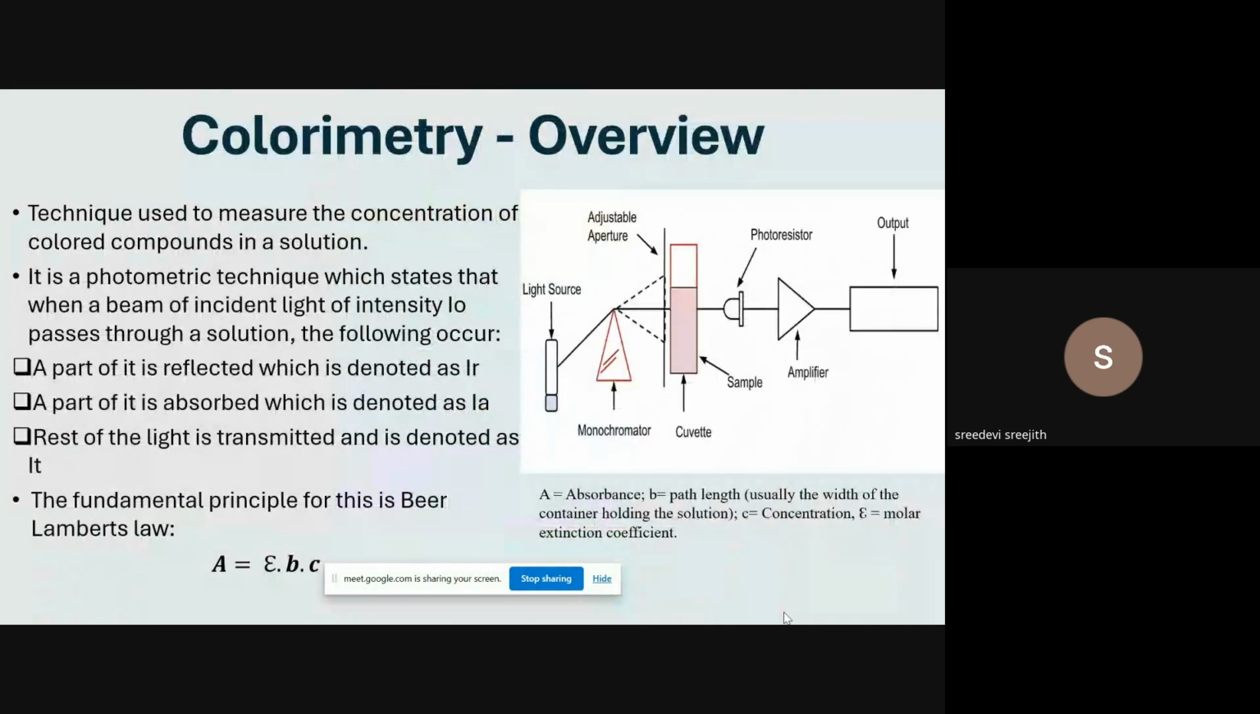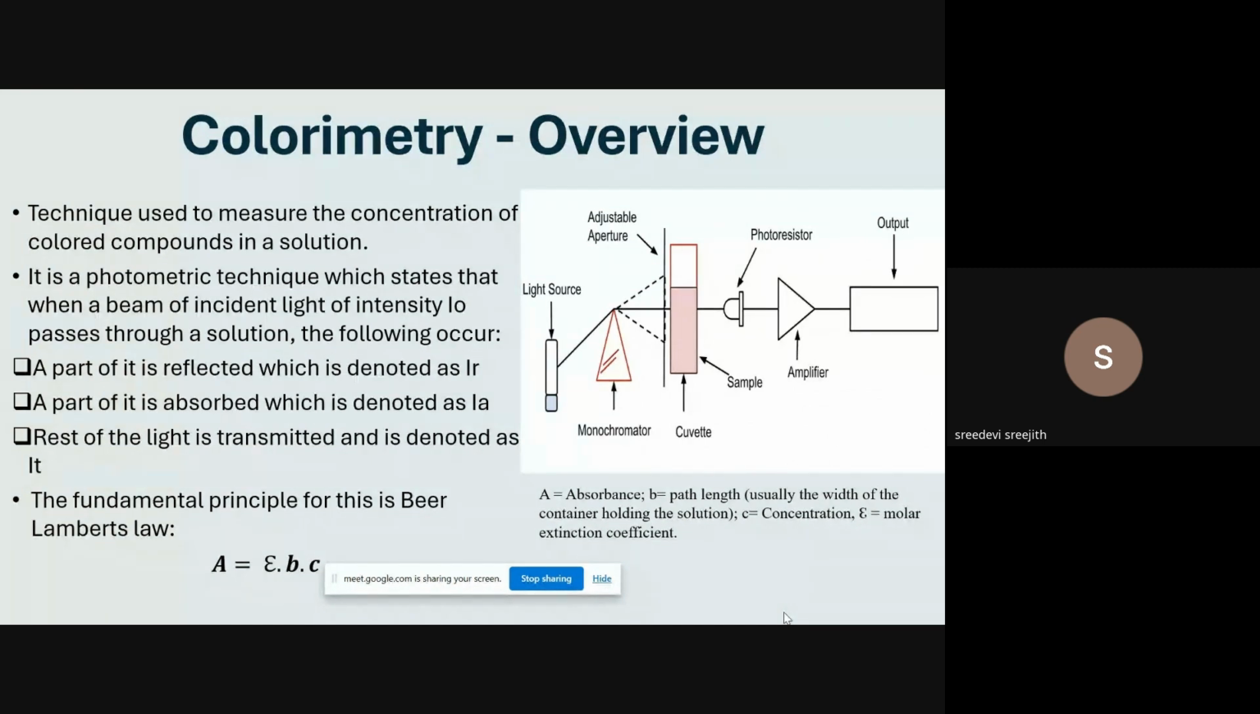Colorimetry is a technique used to measure the concentration of colored compounds in a solution. Usually for the colorimetric analysis, we use dye solutions for the test, and it is a photometric technique which states that when a beam of incident light of a given intensity is passed through the solution, there is a chance for reflection, absorption, and transmission. So when the light is passed through the colored solution, some of the light will get reflected, some will get absorbed.